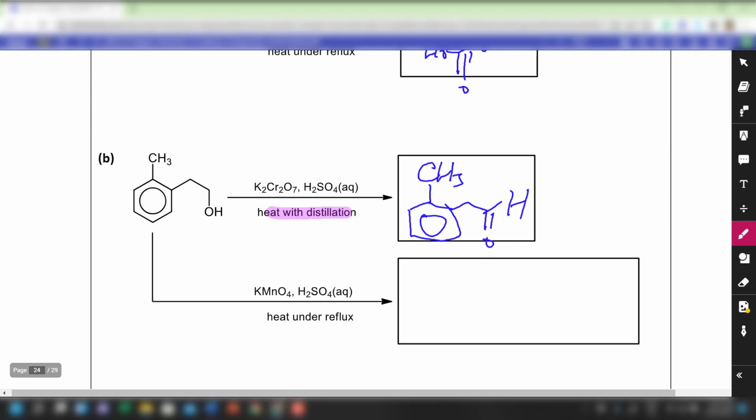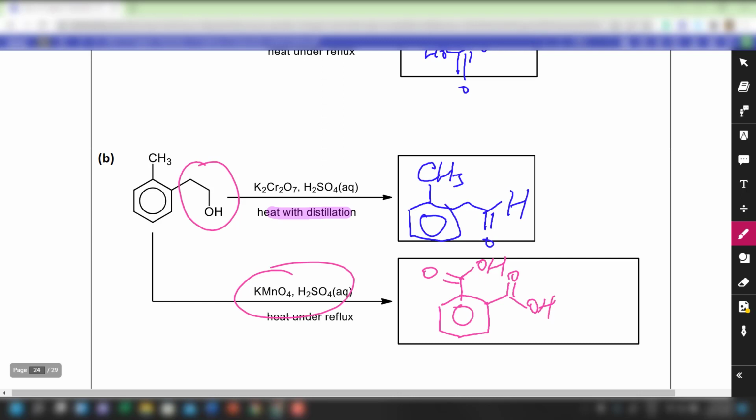Potassium permanganate in acidified H2SO4 will produce the corresponding carboxylic acid. The methyl group will be oxidized to carboxylic acid, and then this portion will undergo side chain oxidation as well, to get the corresponding carboxylic acid. And of course, because the side chain contains 2 carbons, I'm going to get CO2 as well. So remember this, some of the basic ideas you learned earlier on.